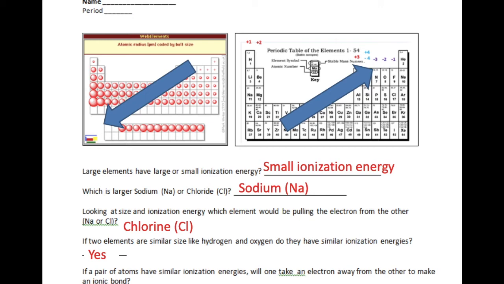If a pair of atoms have similar ionization energies, will one take an electron away from the other to make an ionic bond? No, they will not. This is because if they have similar ionization energies, neither one is stronger than the other to be stealing electrons away from each other. But can they still make a bond? Yes, they can, and they will make a covalent bond.